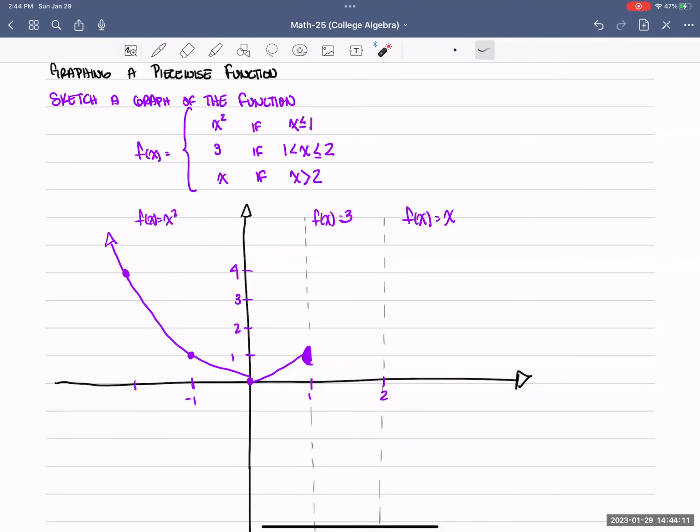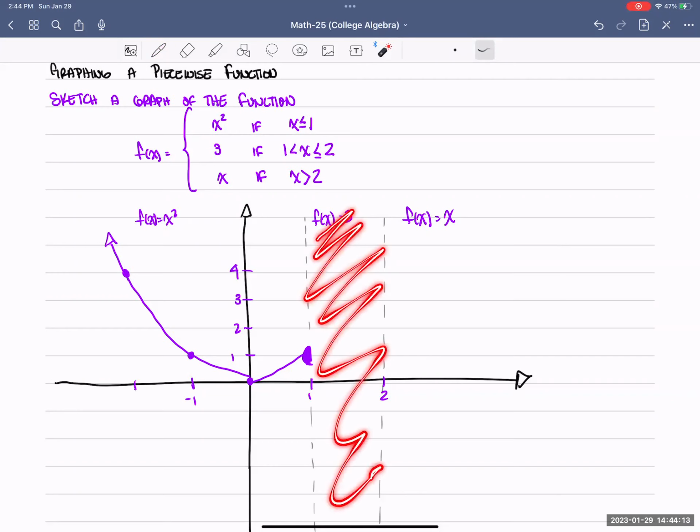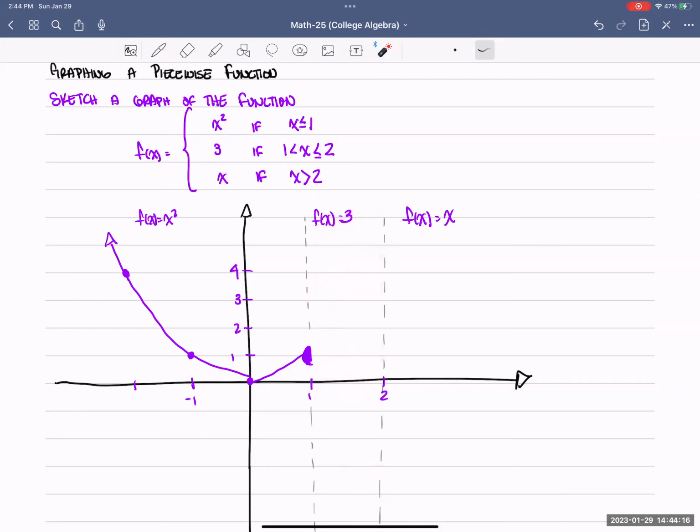Now looking at this part, f of x is equal to 3. There isn't much to go off of. We just know that we start here at 3 and we end over here at 3. Let's see what we have. At our boundary for 1, we have an open circle. So let's make it super obvious that it's an open circle. Continue on over here. At our boundary for x equals 2, less than or equal to 2, that's a closed circle, so let's make it super obvious that it's a closed circle there.